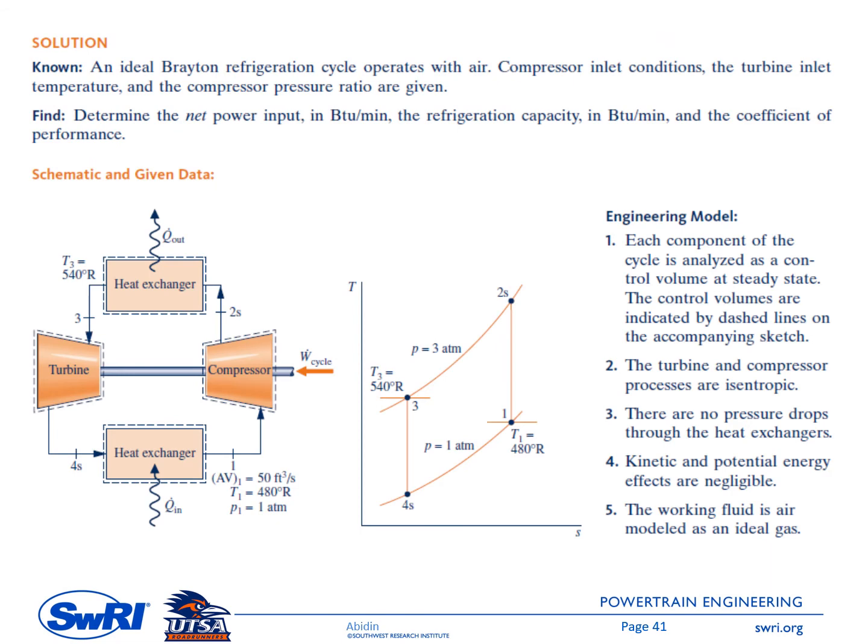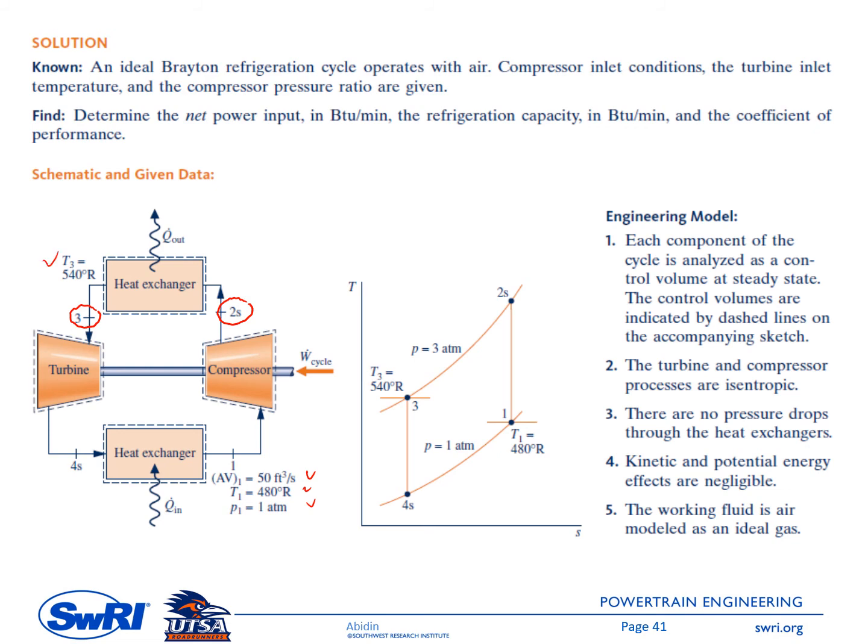On the left side is the schematic of the system. We have point 1 at the entrance of the compressor, and the flow rate is given, AV, 50 cubic feet per second. T1 is 480 degrees Rankine, and P1 is 1 atmosphere. It's compressed inside the compressor, and at the exit we have point 2S, and then point 3, the entrance at the turbine, the temperature is given, 540 degrees Rankine.